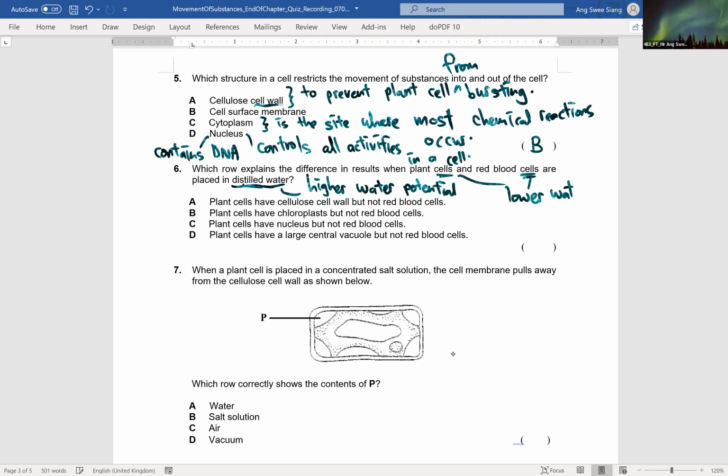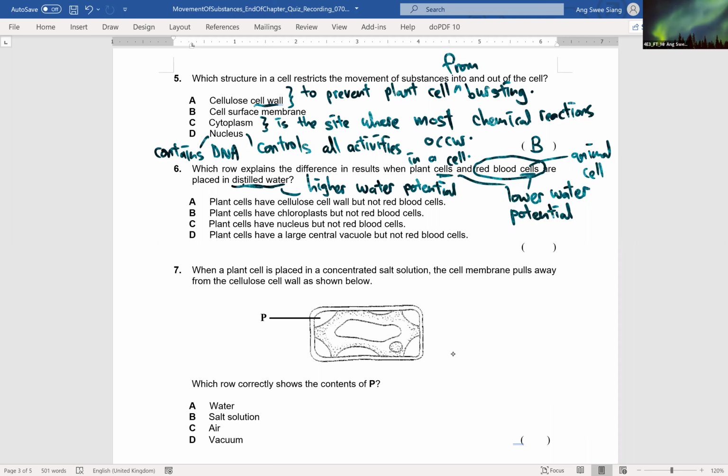So there will be a net movement of water molecules into the cells. However, the animal cell will burst. By the way, a red blood cell is an animal cell. Plant cell is a plant cell, obviously. So animal cells don't have a cell wall.